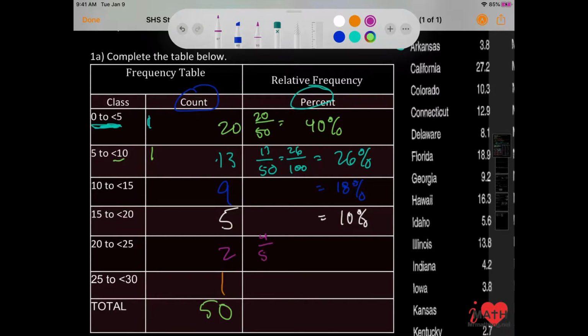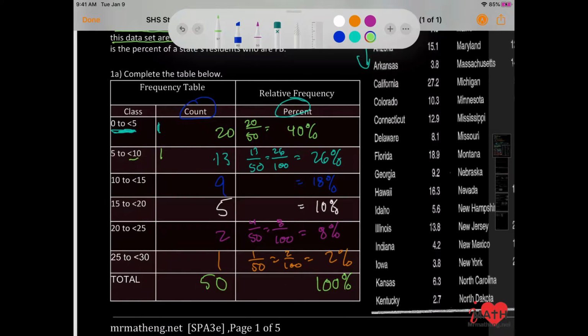Remember, that's 4 out of 50, which is equivalent to 8 out of 100, which is 8%. And then we have 1 over 50, which is, I'm not showing all of those, just hopefully you know how to do those. 2%, and then of course if you add up all of the percents together, you'll get actually 100%. So super important that you know the number of states. That helps you figure out that you're getting a total of 50 states and your relative frequency adds up to 100%.